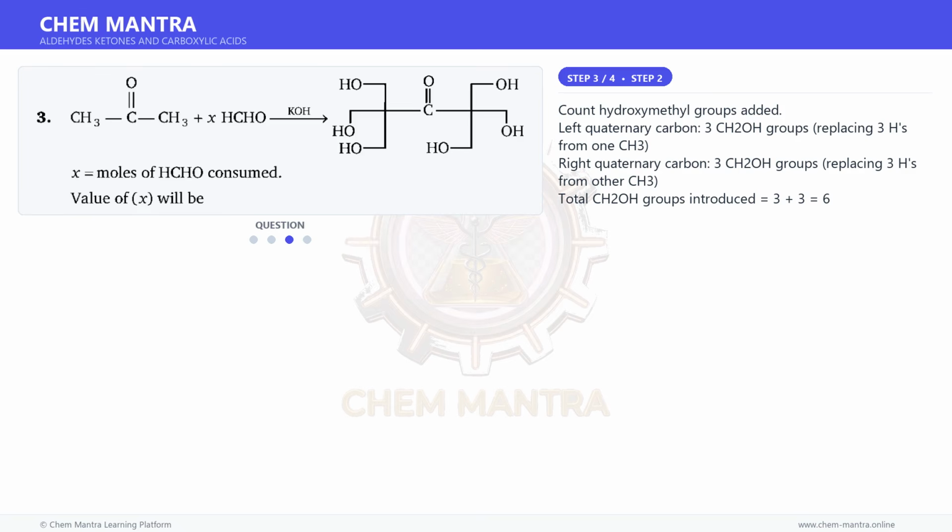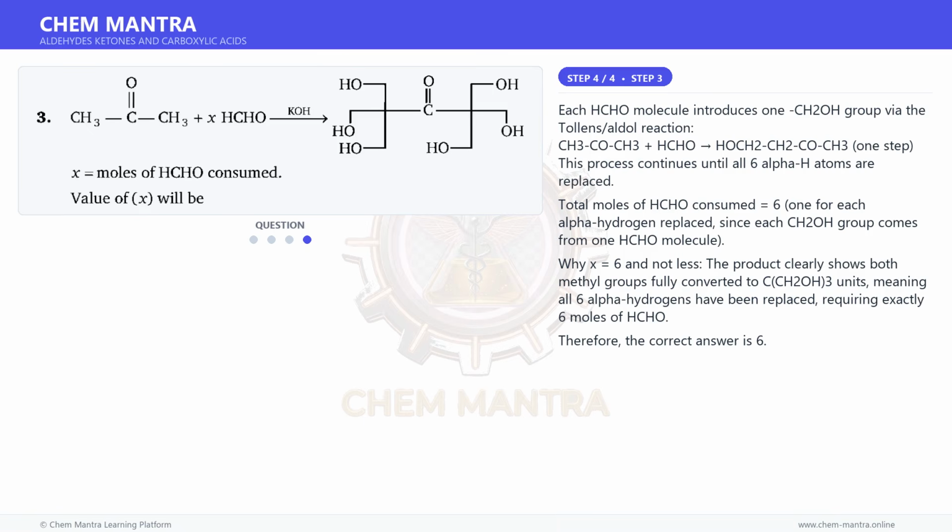Count the hydroxymethyl groups added. Left quaternary carbon: 3 CH2OH groups, replacing 3 H's from 1 CH3. Right quaternary carbon: 3 CH2OH groups, replacing 3 H's from the other CH3. Total CH2OH groups introduced is equal to 3 plus 3 equals 6.